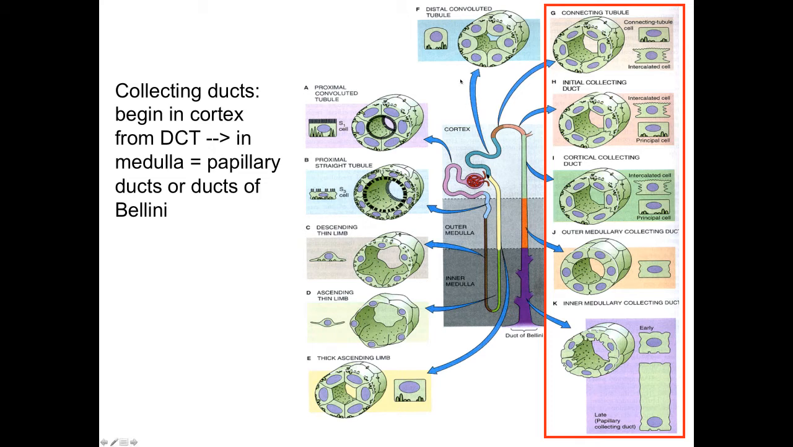So here, as you follow from the diagram, you've got from the distal convoluted tubule, you've got cells of the collecting tubule, then the initial collecting ducts, the cortical collecting ducts, the outer medullary collecting ducts, and then the inner medullary collecting ducts. And the diagram shows how the morphology of these cells changes a little bit. I'm not going to ask you to worry too much about the differences in morphology of the cells along the collecting tubules and collecting ducts.